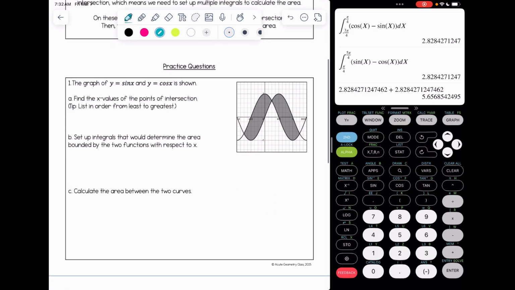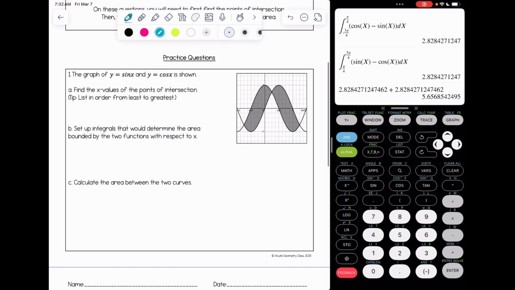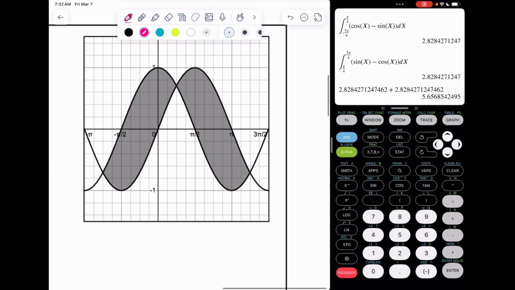So let's take a look at question 1 here. We can take a look at this graph of sine x and cosine x, and we can see that there's really two shaded regions here. And what we want to do is find the total area of those shaded regions. So what we're going to first do, I'm going to zoom in on the graph a bit, is identify these points of intersection. And in particular, we need the x values here.